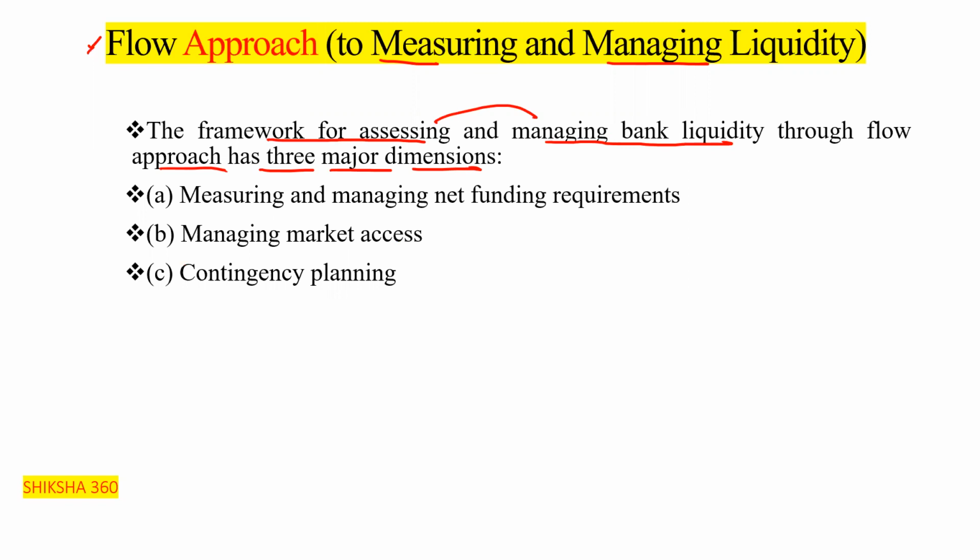First one is measuring and managing net funding requirements. Second one is managing market access. Third one is contingency planning. So we have to discuss all these things one by one in detail.